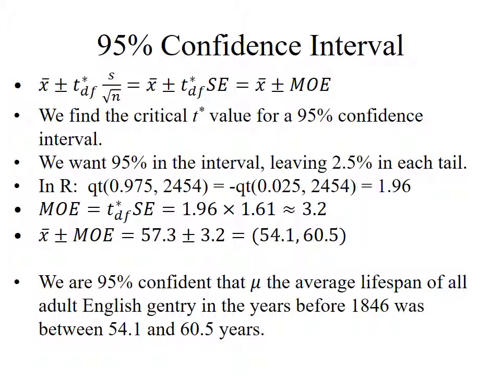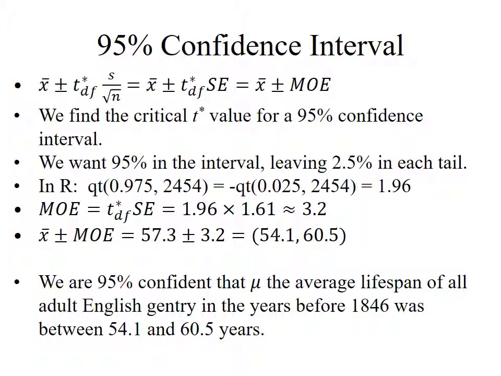So the formula to do that is we take our sample mean, and then we add and subtract. We do plus or minus our critical t-value times s over the square root of n, s over the square root of n being our standard error. So if we multiply our critical t-value times our standard error, we get our MOE, our margin of error, the thing we add or subtract to get our confidence interval.